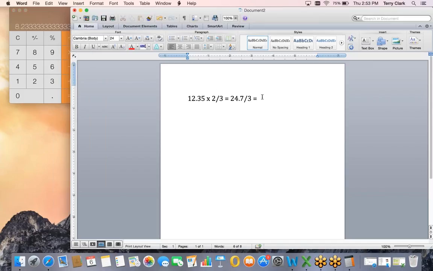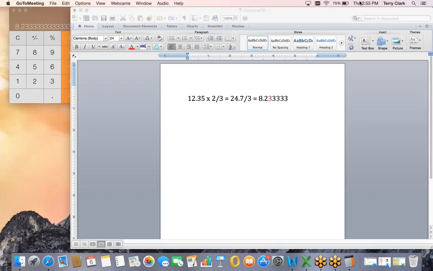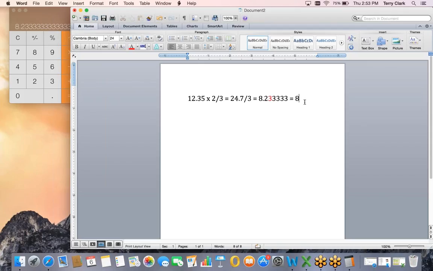And that gives us 8.23333. Okay, now that's got to still get rounded to the nearest hundredth place. So that's where that rounding is going to take place, right there. And so our final answer is going to be 8.23 meters. I just put an M there to save space.